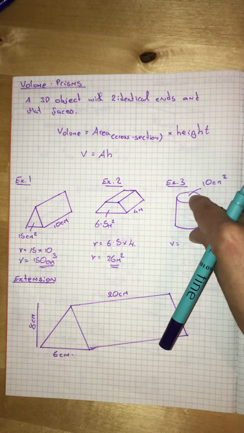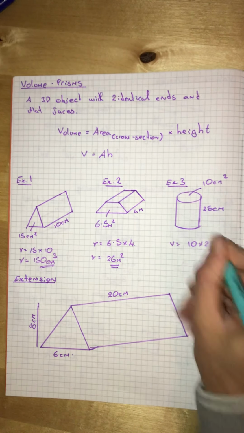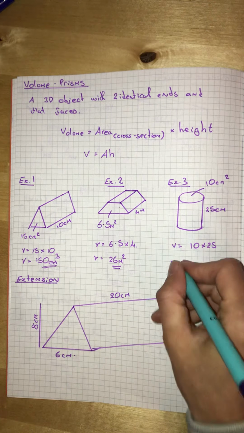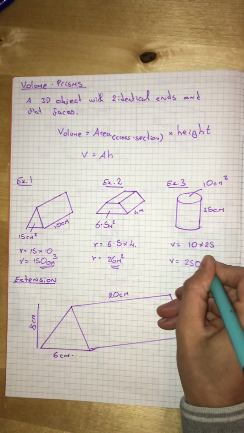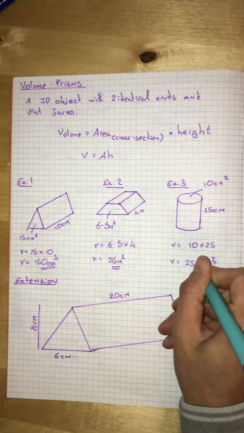Okay, next one, even though it's not technically a prism, we can calculate the volume of it because we know that that's 10 and that's 25, so it's going to be 10 times 25. So it's calculated the same way, but it's just not technically a prism. So it would be 250 centimeters cubed. Oof, done that one wrong. How embarrassing.